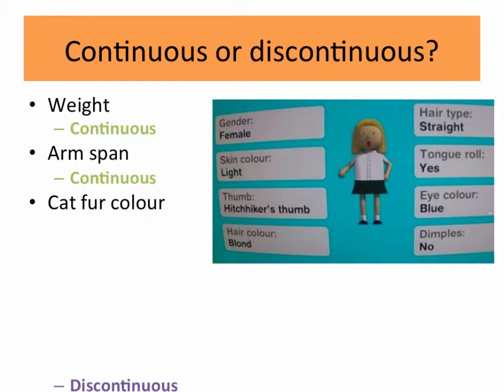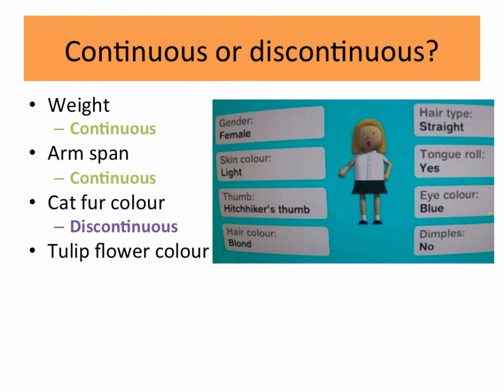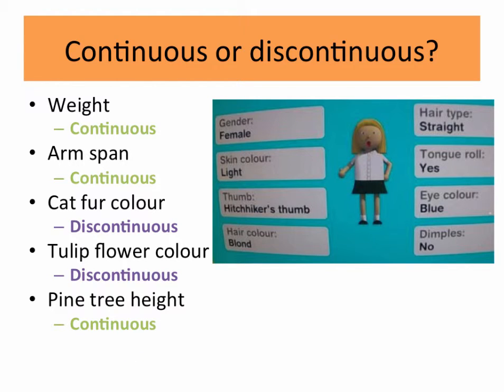Cat fur colour. Discontinuous. It's either black, orange, stripy, white. Tulip flower colour. Discontinuous once again. Distinct groups. Red, yellow, orange. Pine tree height. Classic example of continuous variation. You would measure the height of the tree. There are in-between values. It could be 7.34 meters high, or it could be 8.91 meters high.